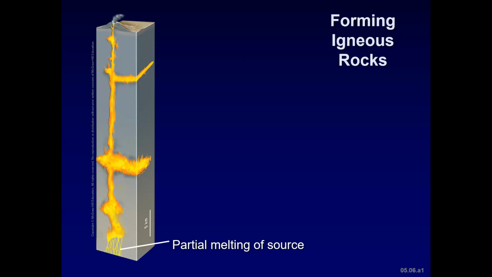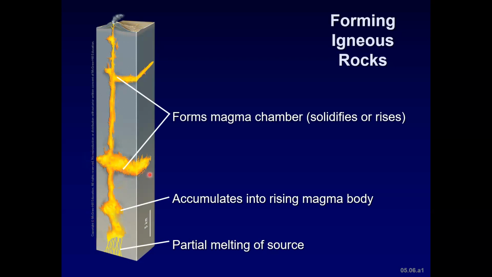So this is a block diagram that shows you different areas in the profile of a volcano where igneous rocks might be formed. We have a source rock here, and there may be partial melting of that source rock. We have an accumulation into a rising magma body underneath the Earth's surface. Further rising could form a magma chamber. It can solidify underneath the Earth's surface or continue to rise. After that, it may eventually erupt as lava or ash.